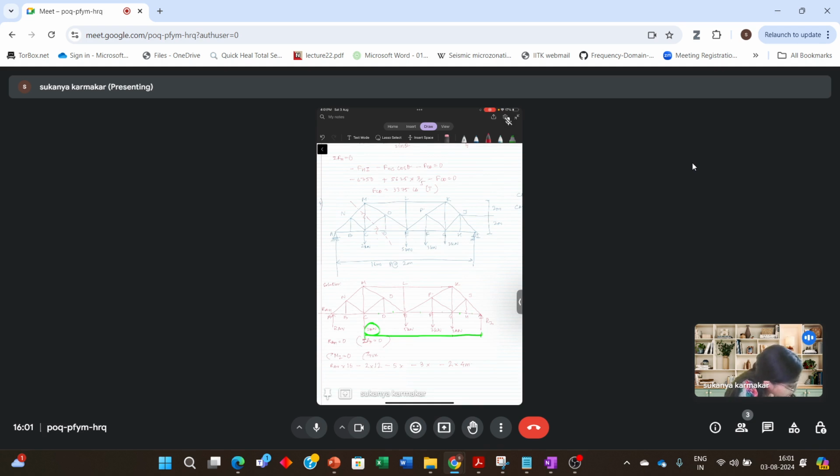And this 5 kilonewton force is at a distance of 1, 2, 3, 4. 4 panels means 8 meters. And this is at a distance of 6 meters. So this is equal to 0. So from here, RAV comes out to be, into 12 plus 5 into 8 plus 3 into 6 plus 2 into 4 divided by 16.